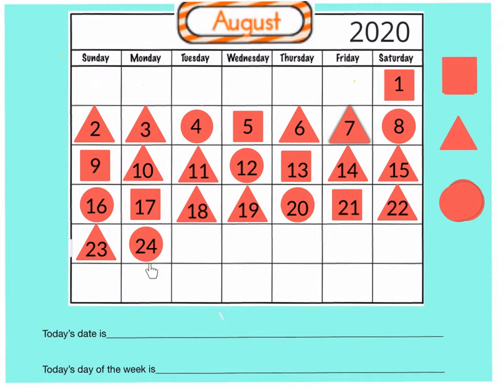What comes after circle? Think. If you said square, nice job. Let me move a square over. All right, yesterday we had a 24 on the date tag. What number comes after 24?